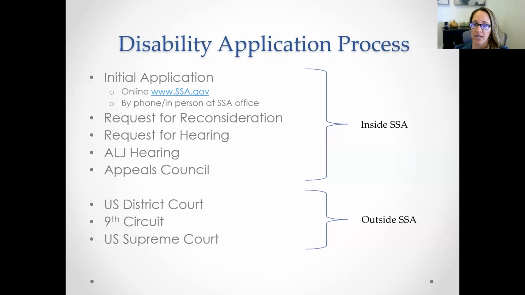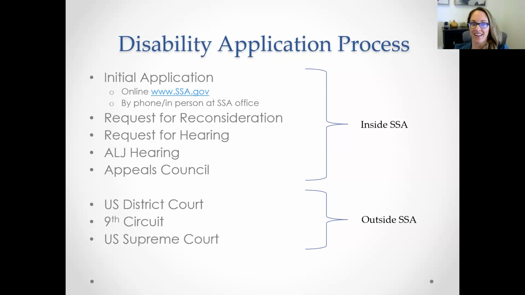Once you finish the application, it usually takes about 9 to 12 months, then you get an initial decision. If the initial decision is a denial, you have 60 days to file an appeal. That's called a request for reconsideration. Then the next appeal, if you get denied again, is a request for hearing. Then you go to a hearing.